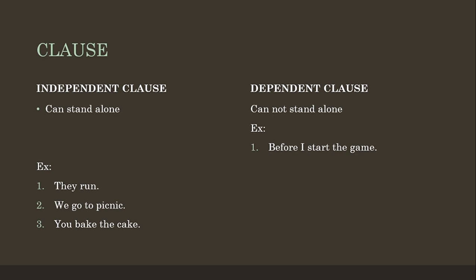For example, number 1, before I start the game. The first word is a conjunction. Of course, we need other information before the word... sorry, after the word before. So after the conjunction, we need additional information.